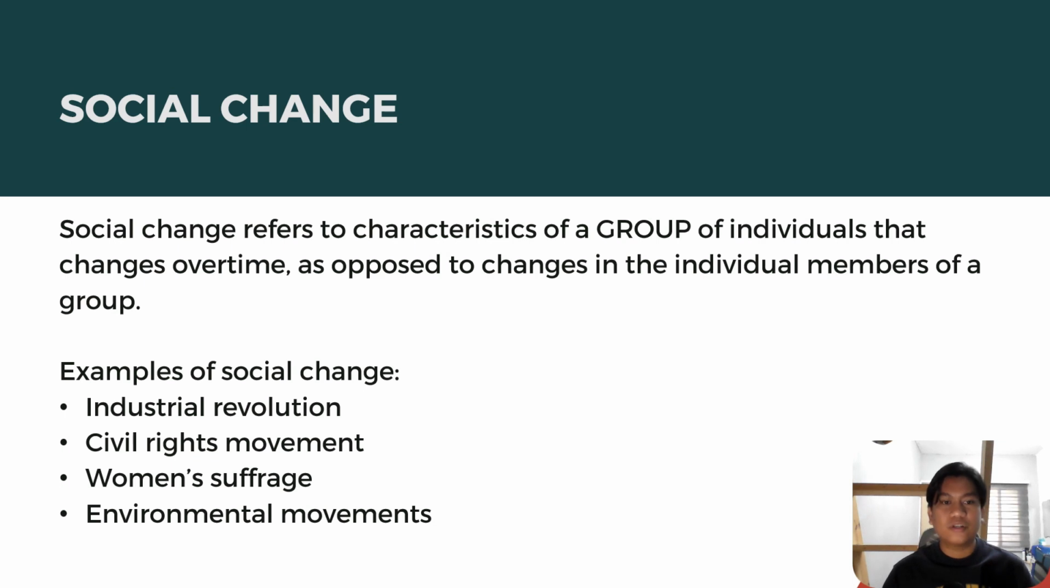And here are some of the examples of social change. The Industrial Revolution transformed societies by creating new social classes. The Civil Rights Movement advocated for racial equality and justice. Women's suffrage fought for women's right to vote, and environmental movements raised awareness about ecological issues.